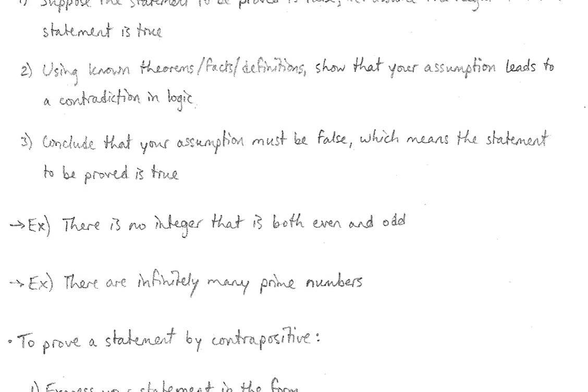So that's proof by contradiction. You assume the opposite of what you want to show. You work with your assumptions, and you show that you get to two things that can't be happening at the same time, or just something that is not possible in the world of mathematics. And you then conclude that your assumption has to be false, therefore your given statement is true.